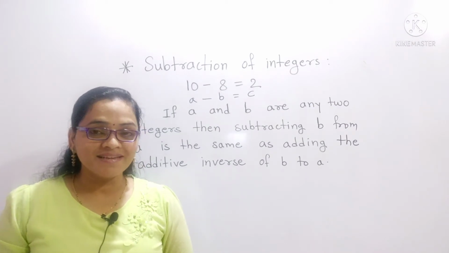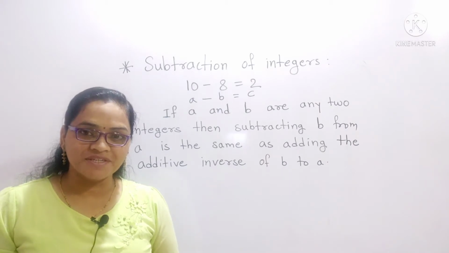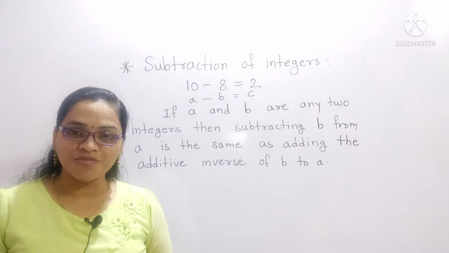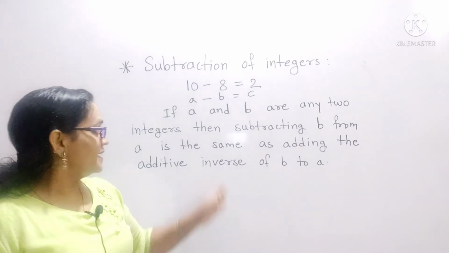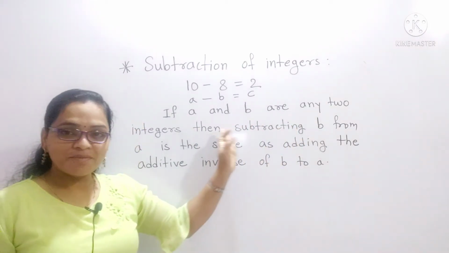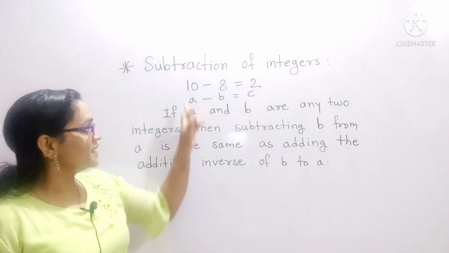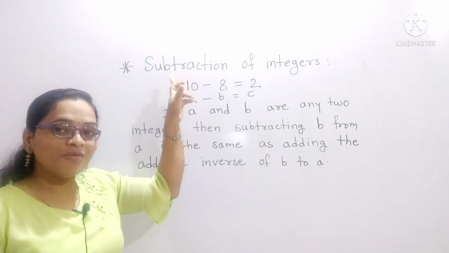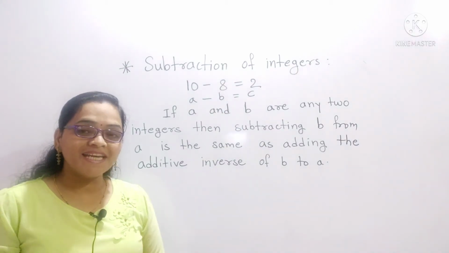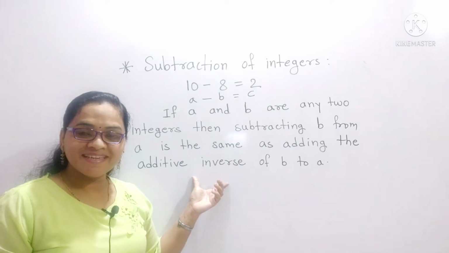Then what is important here? See, subtraction is the reverse operation of addition. What is subtraction? It is the reverse operation of addition. Then if A and B are any two integers, then subtracting B from A is the same as adding the additive inverse of B. What is the meaning of this sentence?